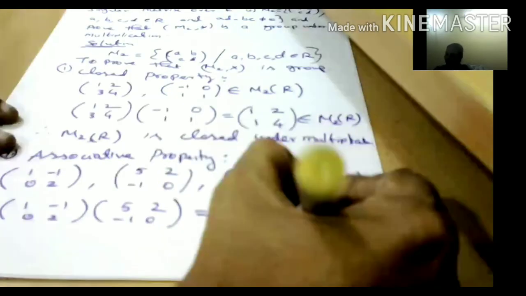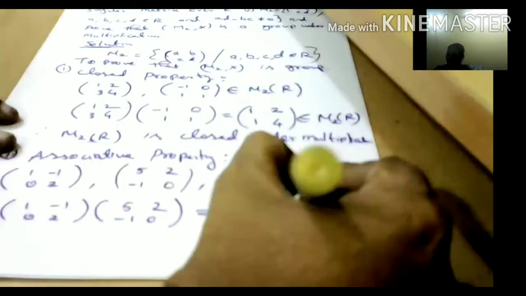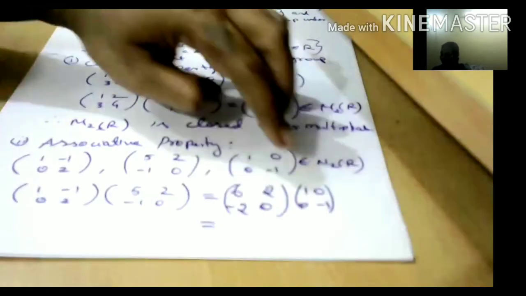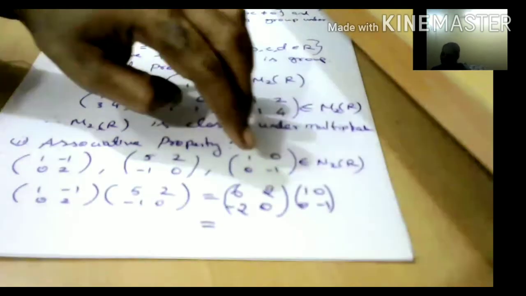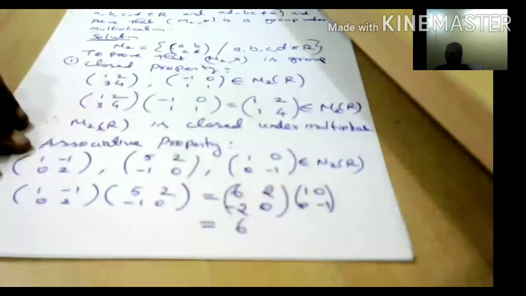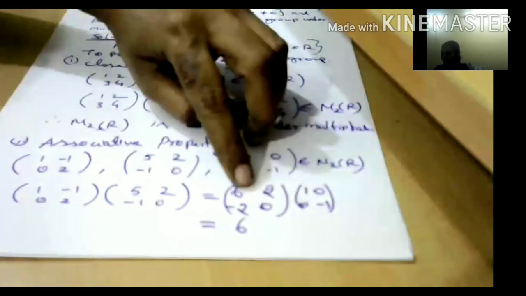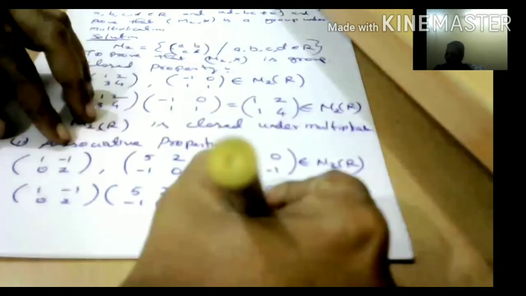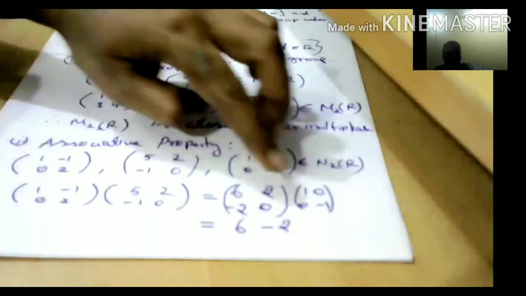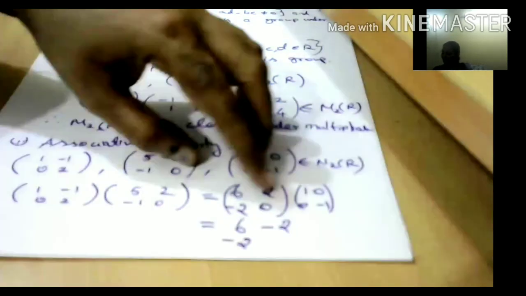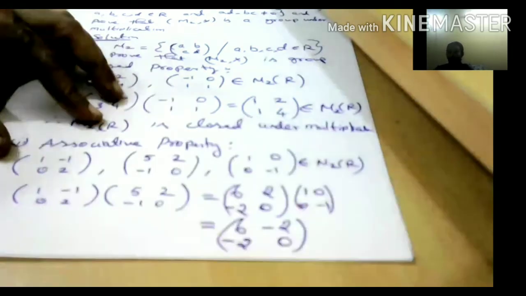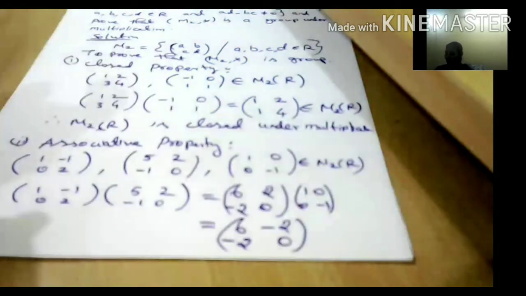Multiply it with the third matrix [1, 0; 0, -1]. So the answer is 6 into 1 is 6, plus 2 into 0 is 0, so we have got 6. First row into second column: 6 into 0 is 0 plus 2 into minus 1 is minus 2. Minus 2 into 1 is minus 2 plus 0, this is minus 2. The last value is minus 2 into 0 plus 0 into minus 1, which is 0. So again we have got another matrix, [6, -2; -2, 0].